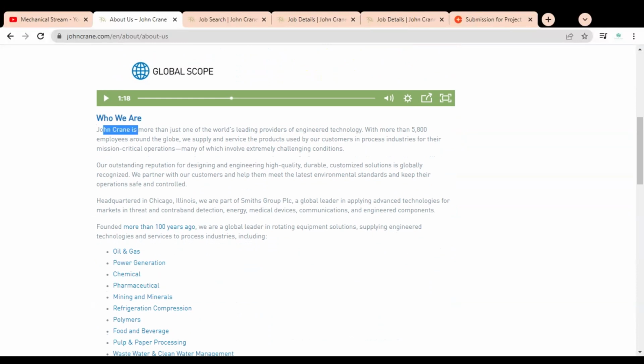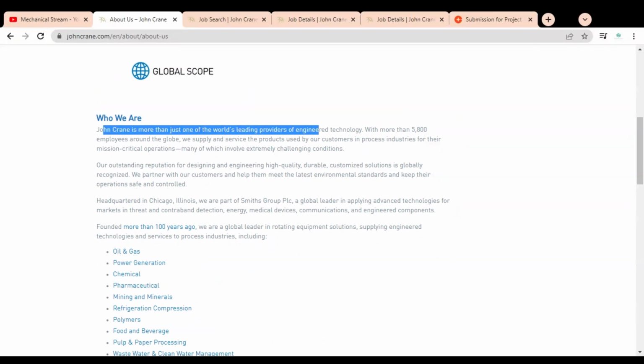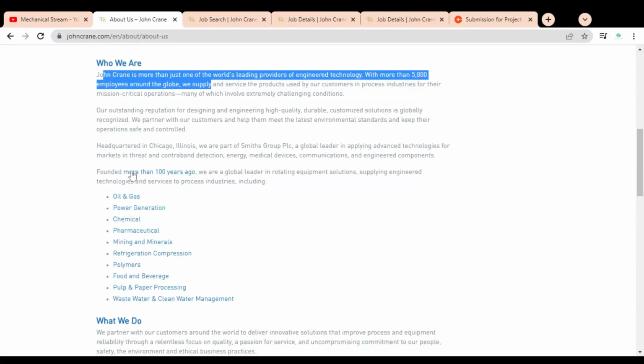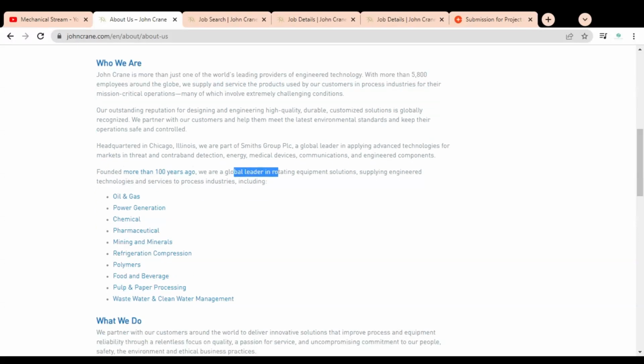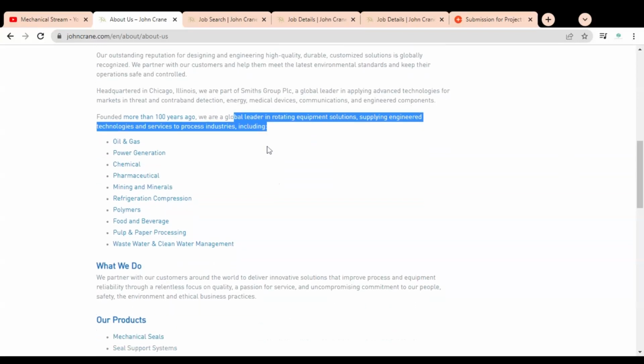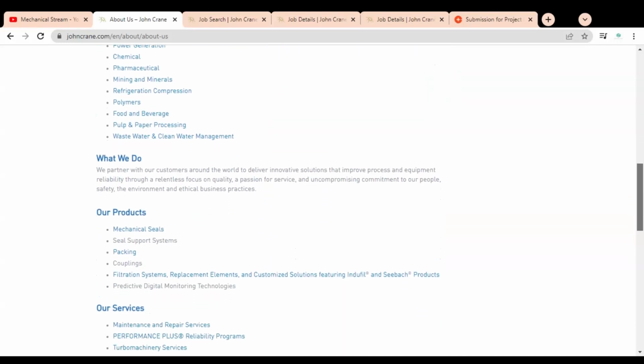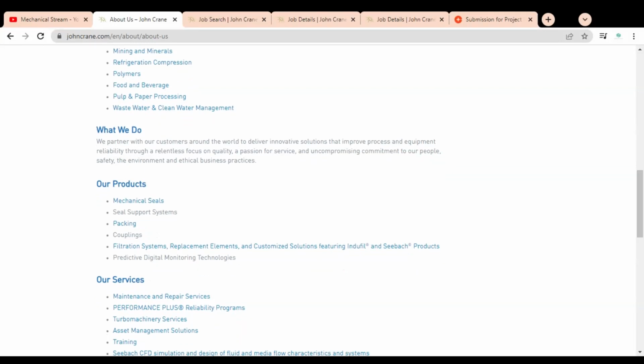So friends, John Crane is more than just one of the world's leading providers of engineering technology, with more than 5,800 employees around the globe. And friends, this company is 100 years old, and they are the global leader in rotating equipment solutions, supplying engineered technologies and services to process industries, including various types of industries like oil and gas, power generation, chemical, pharmaceuticals, mining and minerals, refrigeration compression, polymer, food and beverage, pulp and paper processing, wastewater and clean water management. And friends, here you can see what they do.